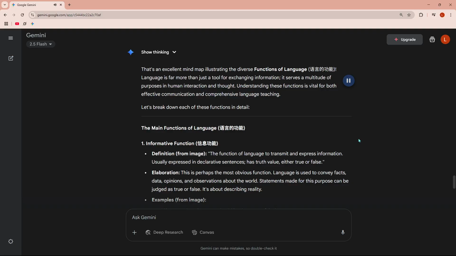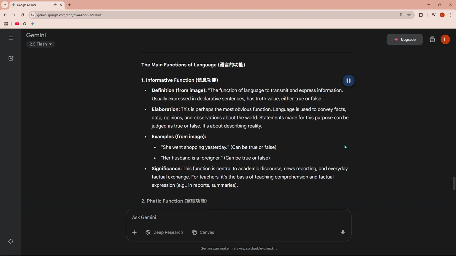The main functions of language. Yu Yan De Gong Nen. 1. Informative function. Xin Shi Gong Nen. Definition: from image, the function of language to transmit and express information. Usually expressed in declarative sentences, has truth value, either true or false.